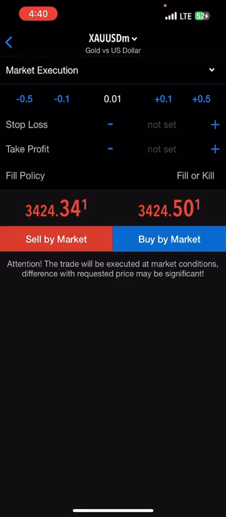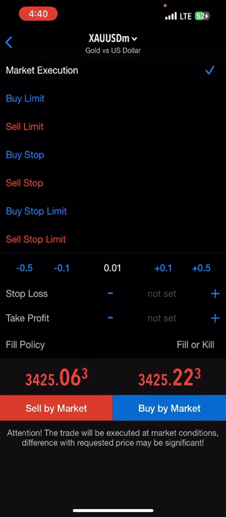There's buy limits, there's buy stop, there's sell limits, and then there's sell stop. You see this place showing market execution. You see there's a little arrow pointing down. You click on it, and then you can select which of the pending orders you want to take a trade on, whether buy limit, sell limit, buy stop, sell stop. All right, you literally choose any one.